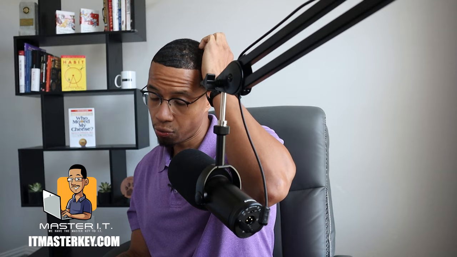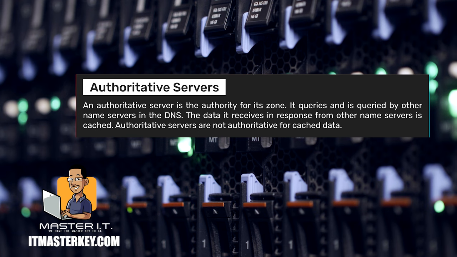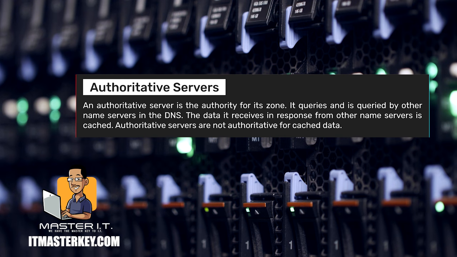So there's a couple of different records that the DNS keeps track of, right? We're going to talk about DHCP, which is going to be talking about IP addressing, and VLANs, so virtual local area networks. So records, DHCP, and VLANs.